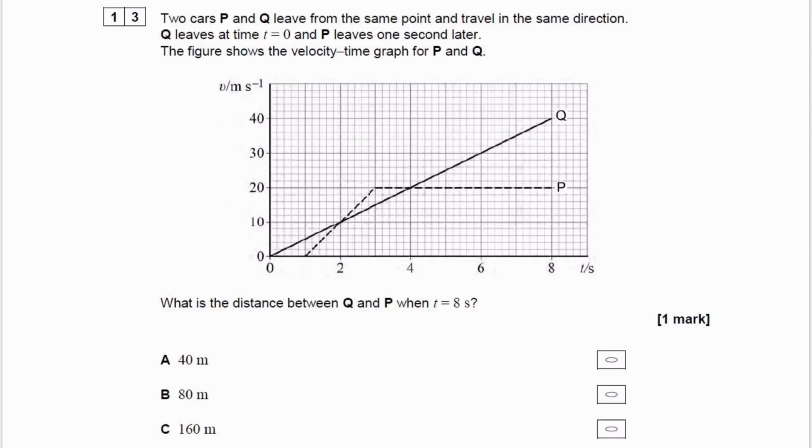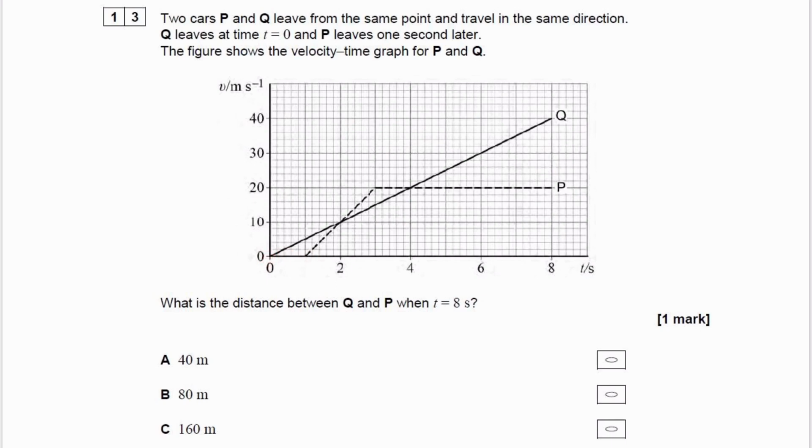For this question, we have two cars, P and Q. They leave from the same point and travel in the same direction. We're told that Q leaves at time t equals 0, which was shown on the graph. Q is leaving at t equals 0. And then we're told that P leaves a second later. So here is P, and that leaves 1 second later than Q.